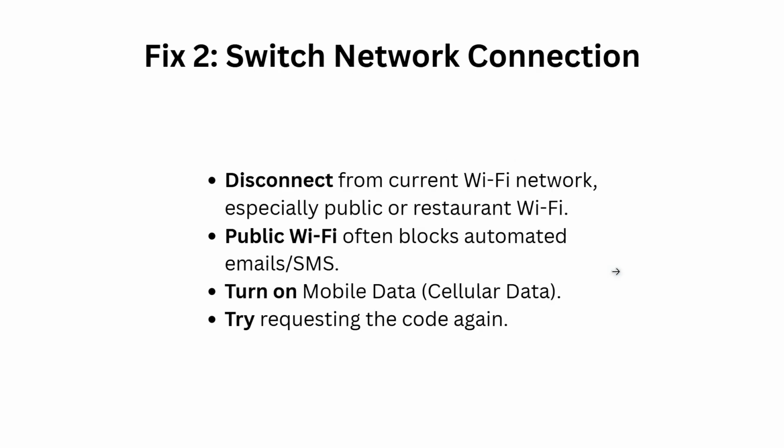Fix 2. Switch network connection. You just have to disconnect from the current Wi-Fi network, especially public or restaurant Wi-Fi. Public Wi-Fi often blocks automated emails and SMS. You just have to turn on your mobile data, cellular data, and try requesting the code again.